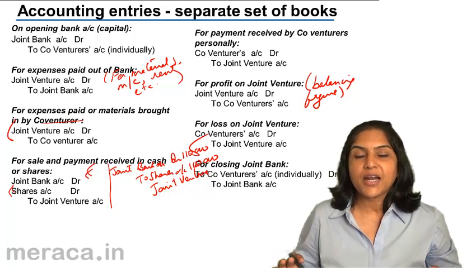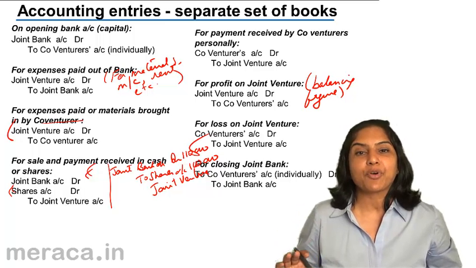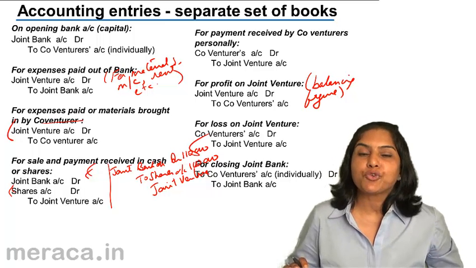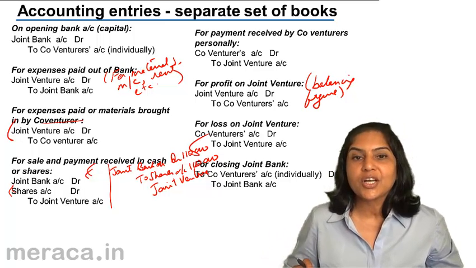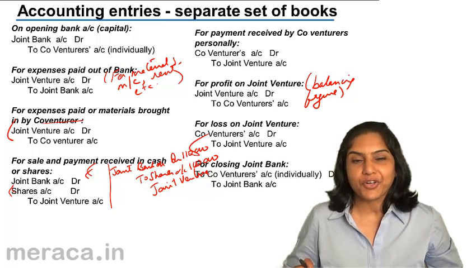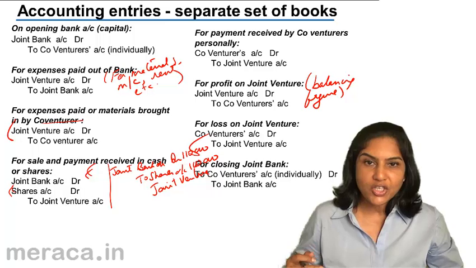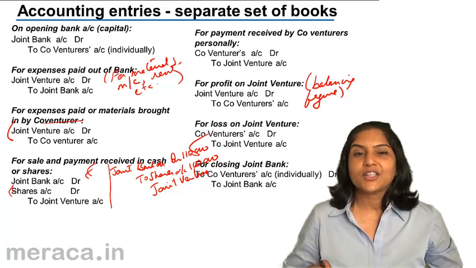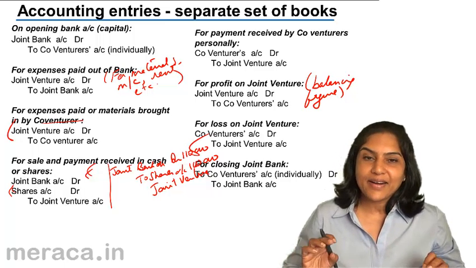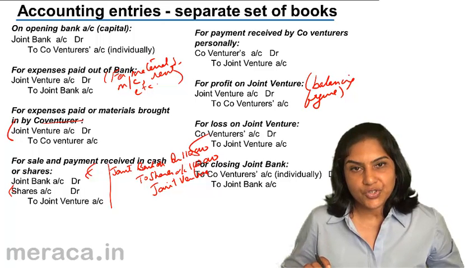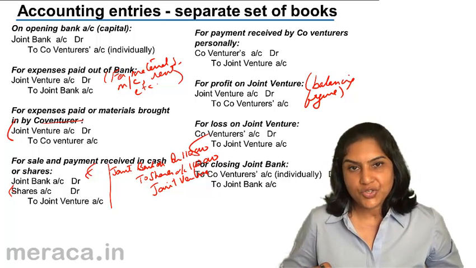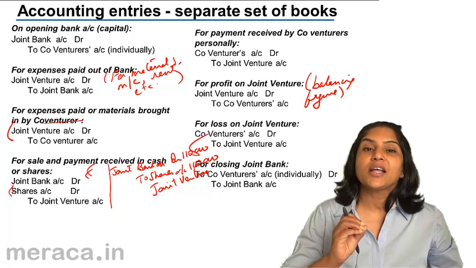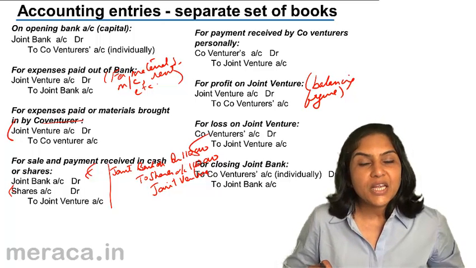The balancing figure ultimately the joint venture would indicate profit or loss. A credit balance in the joint venture account indicates profit. Therefore, to close the account, we debit joint venture to co-venturers account with profit on joint venture. In case of loss, co-venturers account debit to joint venture. And finally, the joint bank account is closed by transfer of the proceeds to the co-venturers account. Entry would be co-venturers account debit to joint bank account, depending on the balance which is payable to each co-venturer.